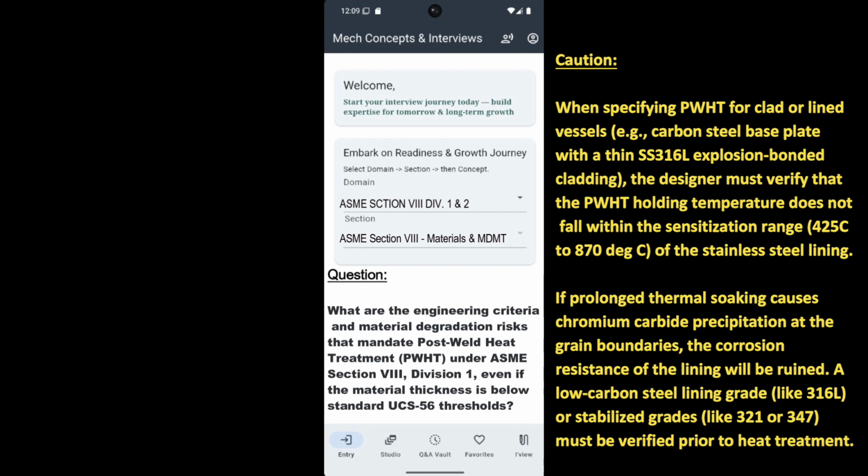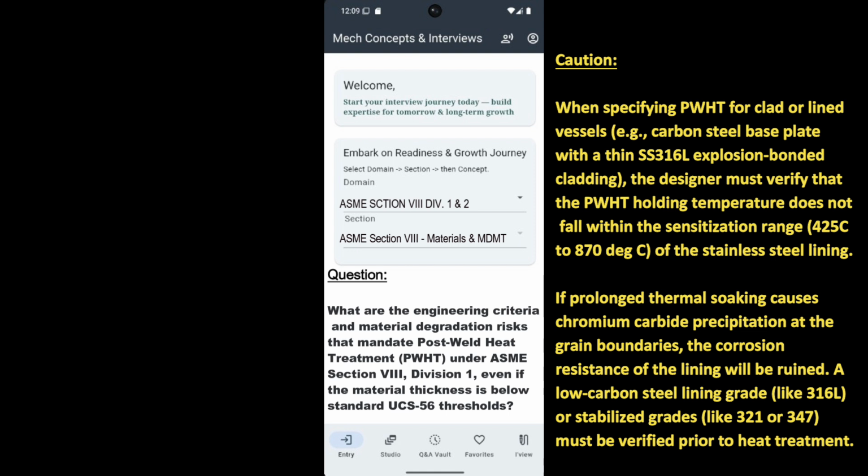Exactly. The mortar of the brick wall is completely drained of its protective chromium, leaving it entirely unprotected and vulnerable to chemical attack. You will have successfully relieved the stress in the heavy carbon steel base, but you will have completely destroyed the corrosion resistance of the internal stainless lining. The process fluid will eat right through the grain boundaries in weeks.